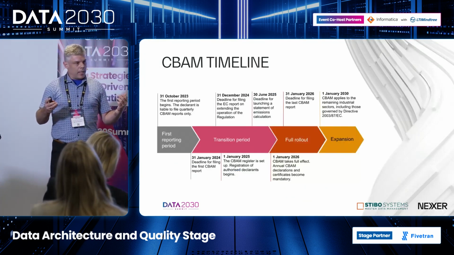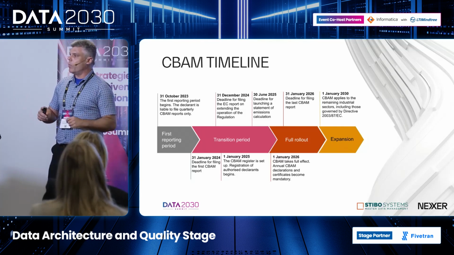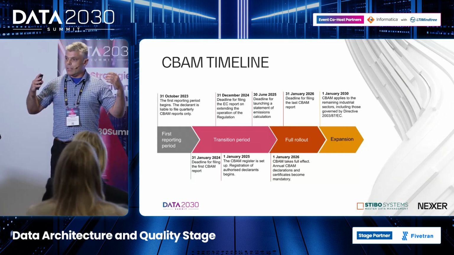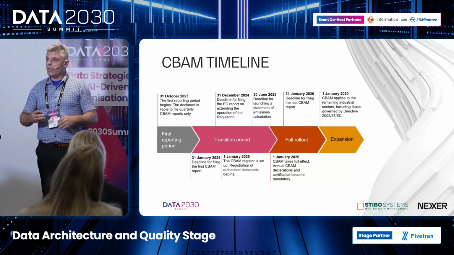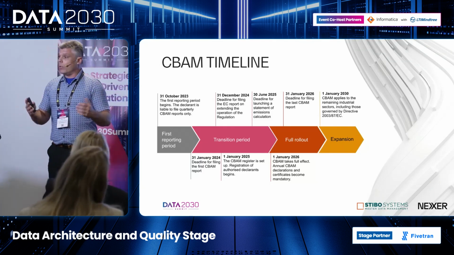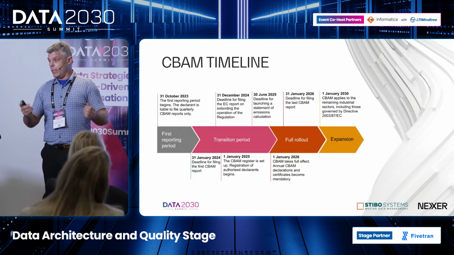The current timeline is that, as said, we're in what they call a transition phase, where you will look at the data, collect it, find out how your products are being sourced into your organization, where they come from, where the carbon tax has already been paid, and what have you. And right now, it's just about sending that data to the EU, and then they will be happy and all of that.